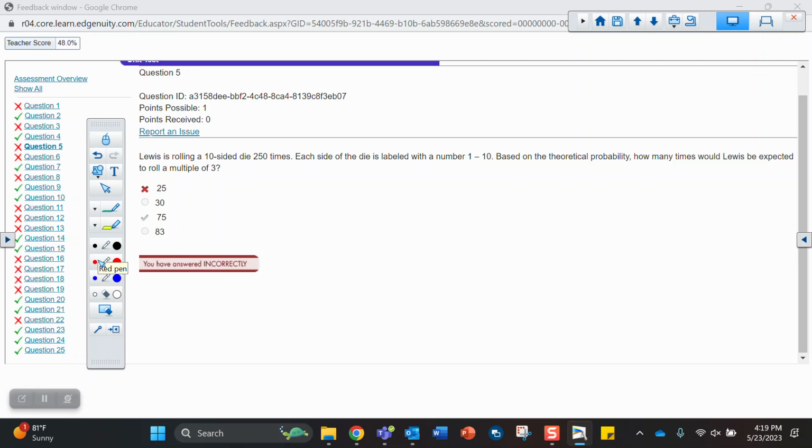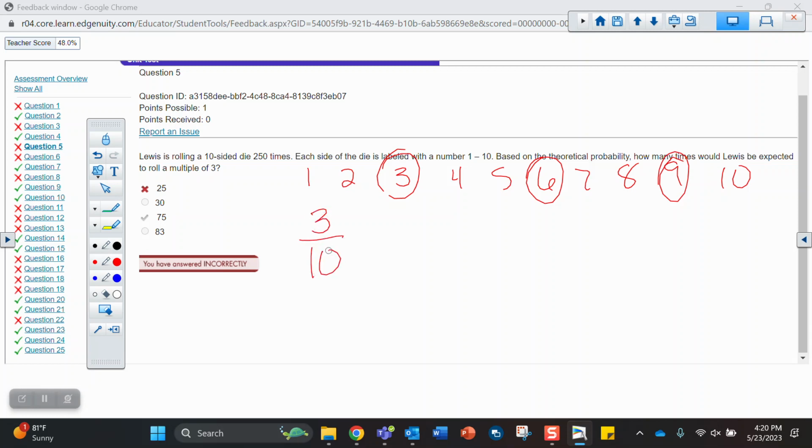Lewis is rolling a 10-sided die 250 times. Each side of the die is labeled with a number 1 to 10. Based on the theoretical probability, how many times would Lewis be expected to roll a multiple of 3? So first let's talk about this in a numbered die 1 through 10. The numbers that are multiples of 3: 3 times 1, 3 times 2, and 3 times 3. So 3 out of 10.